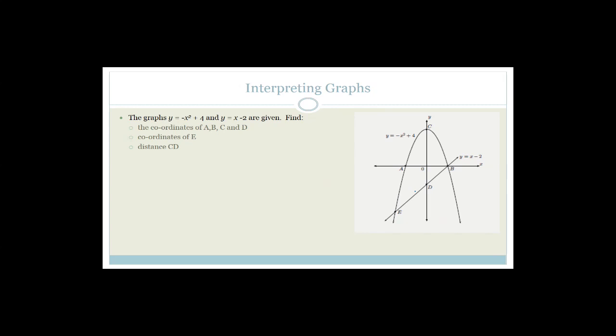If you want to, I'm going to leave it up for about 10 seconds. Take a screenshot or just pause it or whatever, and then try and do it for yourself.